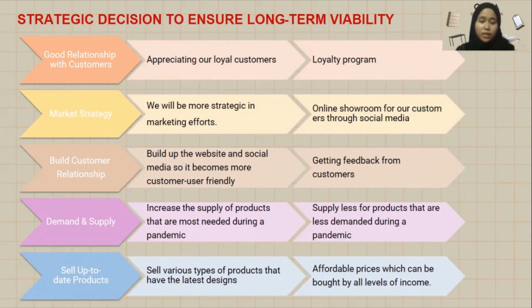Next, we will improve in terms of demand and supply. We will increase the supply of products that are highly demanded during the pandemic and decrease the supply of products that are less demanded during the pandemic. Last but not least, we will sell up-to-date products. We will sell various types of products that have the latest design with an affordable price, which can be bought by all levels of income.